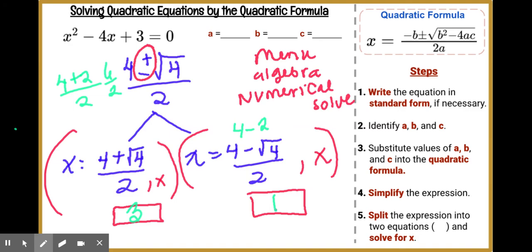Okay? There are different ways to do this. Now, you don't have to do the numerical solve. You could just put this expression into your calculator, put 4 plus square root of 4 over 2, and it should solve it just as well. The numerical solve is awesome, especially when your variables are out of place where you have to work backwards. This is just a great tool for you guys to utilize if you need to use it.